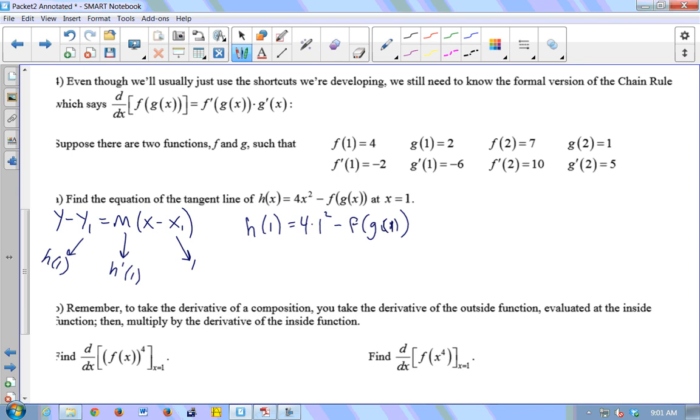Yeah. So we actually do have enough information even though we don't have a formula. We wouldn't be able to do it. Yeah. This problem was specially designed so that I gave you just enough information to be able to do this particular question. So this is 4 minus f of 2, right? So I just replaced g of 1 with what it equals, which is 2. And f of 2, they gave me as 7. So I get negative 3 is my h of 1. So that is going to go here for y1.